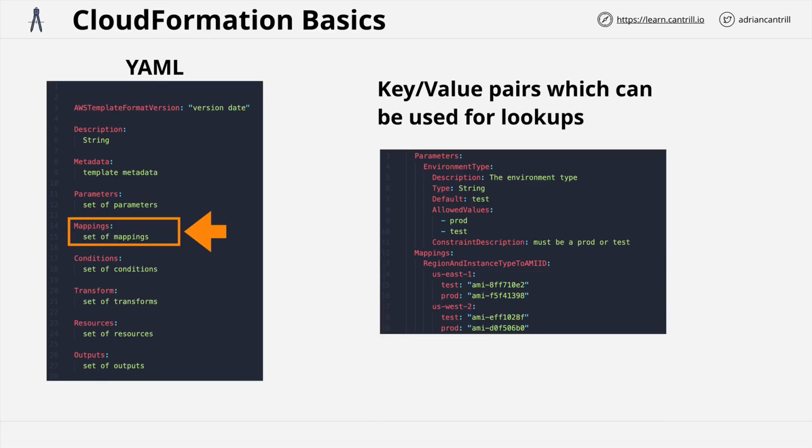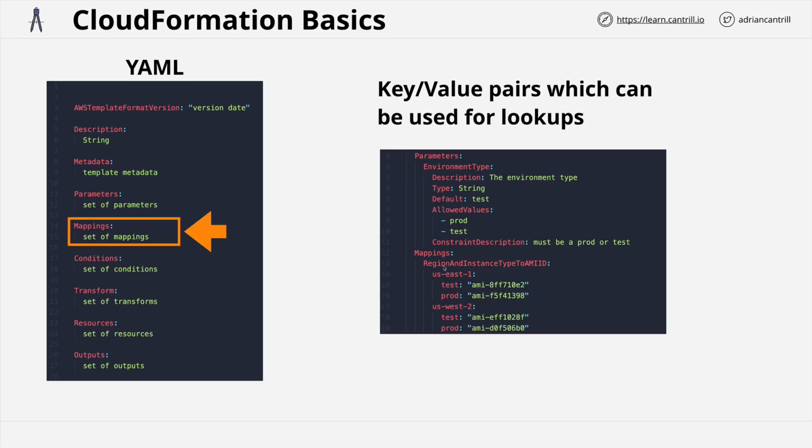The next section is mappings, and this is another optional section of the CloudFormation template and something that we won't use as much, especially when you just get started with CloudFormation. It allows you to create lookup tables, and this is the example that's shown on the right.